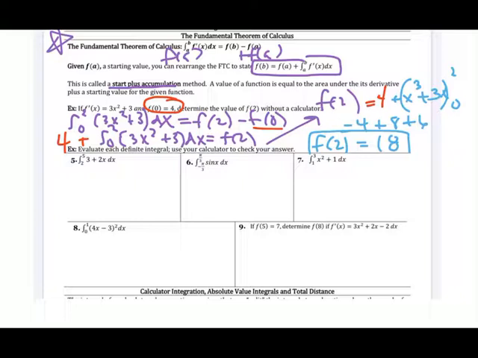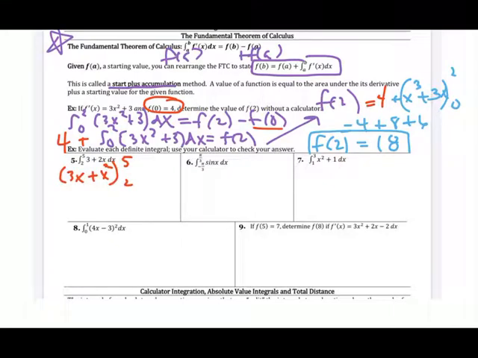So this start plus accumulation method is really dependent on the information that's given. If you just took a quick look down at 5 through 9, on 5 through 8 you're going to just use the regular fundamental theorem of calculus, but on number 9, based on the given information, you're going to manipulate it a little bit to solve for the specific information you need, and that's basically using the start plus accumulation method. So go ahead and pause this video, work through 5 through 9, see how you do, and then go ahead and unpause the video and check your answers.